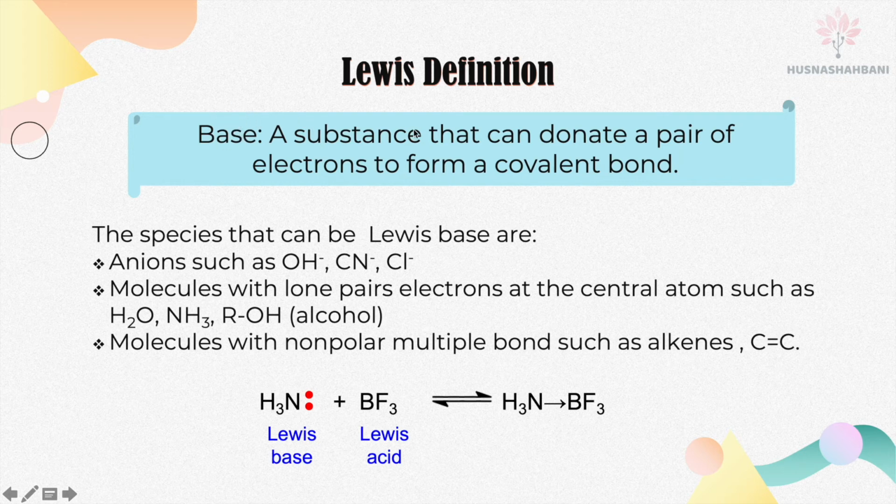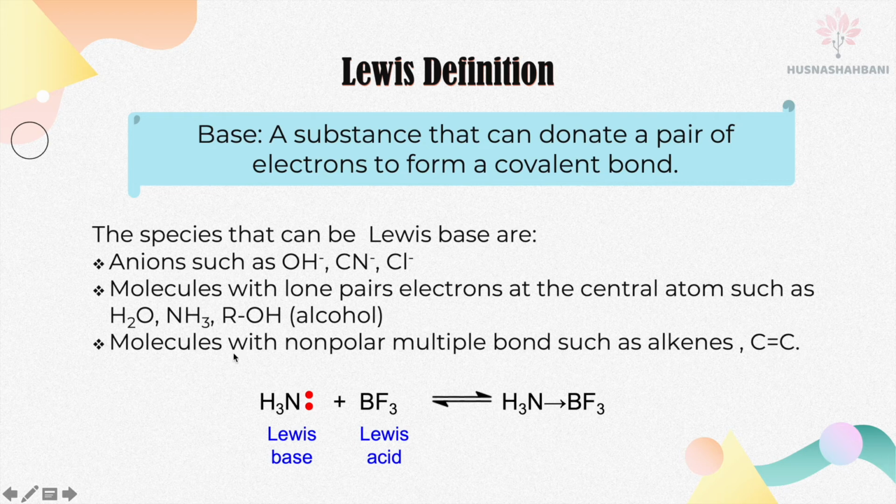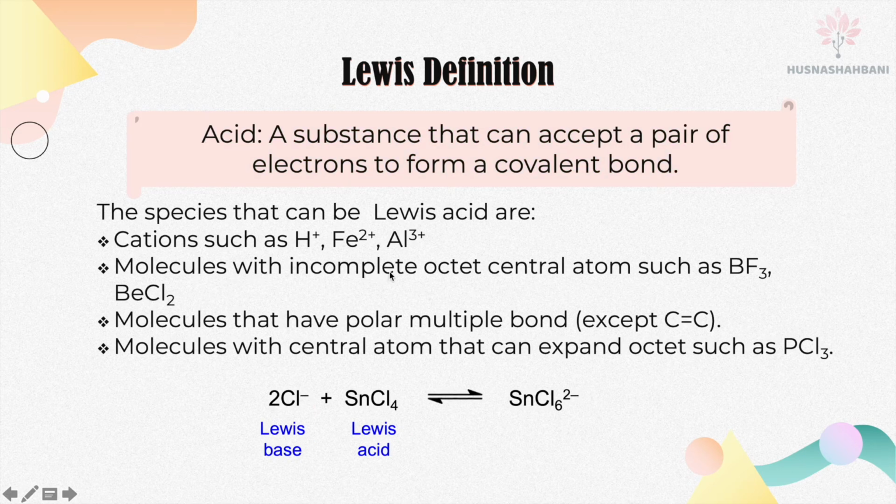Lewis base is a substance that can donate a pair of electrons to form a covalent bond. So donate electron, the species are anion, negatively charged, because it wants to donate electron. And then molecules with lone pairs, molecules with non-polar multiple bond. Lewis acid, molecules with polar multiple bond. Lewis base, molecule with non-polar multiple bonds such as alkene. This is Lewis base. It has lone pair electron because it can donate a pair of electrons, so it must have lone pair electron to be Lewis base. And this is Lewis acid because this B is incomplete octet. Molecules with incomplete octet, Lewis acid.